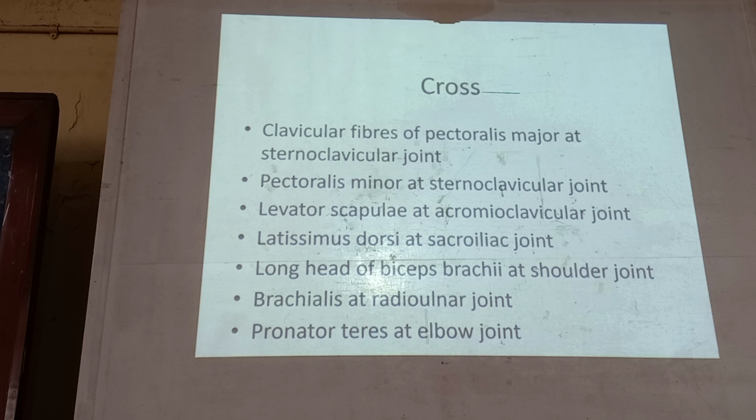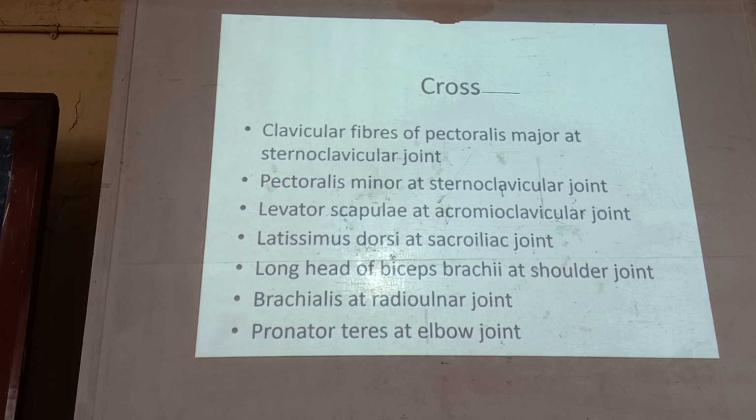Brachialis at radioulnar joint. Brachialis arises from humerus, inserts on ulna, so it does not cross the radioulnar joint because the functional elbow joint is humero-ulnar. End of the story. Brachialis does not cross any other joints.